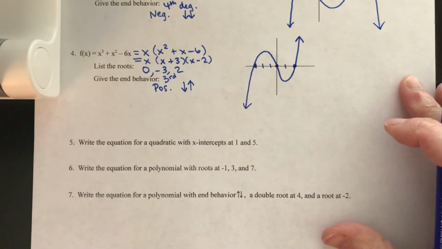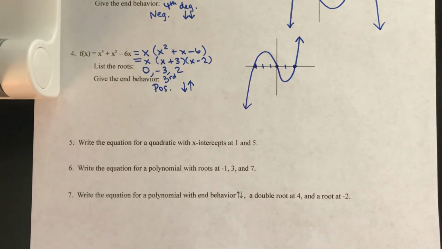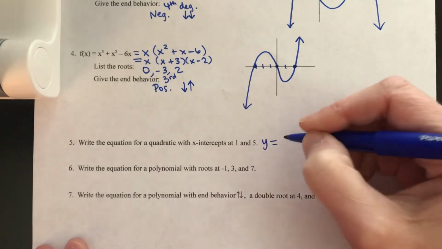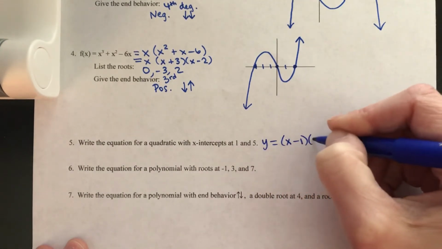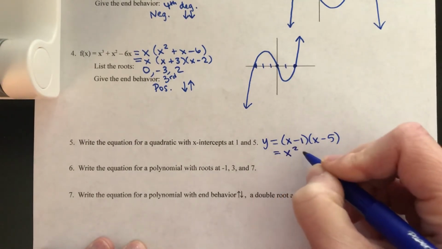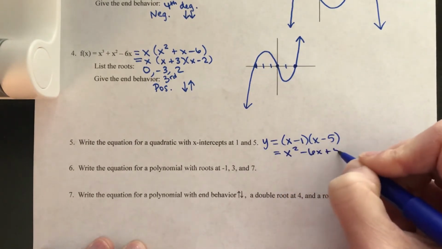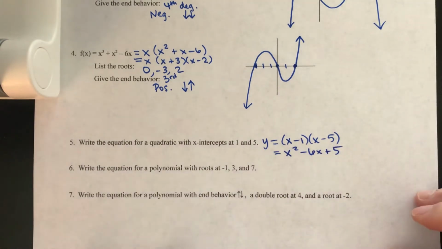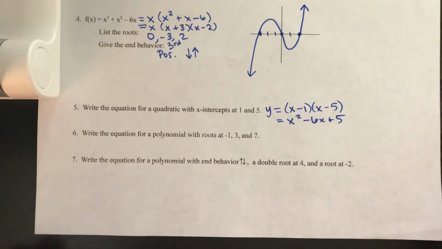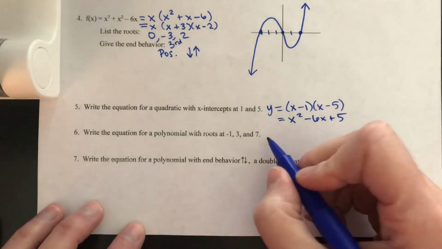The bottom 3 on this page are just writing the equation given the roots. You don't have to make a sketch or anything like that. So for number 5, it says write the equation of a quadratic with x-intercepts at 1 and 5. Well, your factors would be the opposite, so (x - 1)(x - 5). If I multiply that through, I'll be left with x squared minus 6x plus 5. You can leave it in factored form, or with the nice easy parabolas, you can multiply it through to get it into standard form.